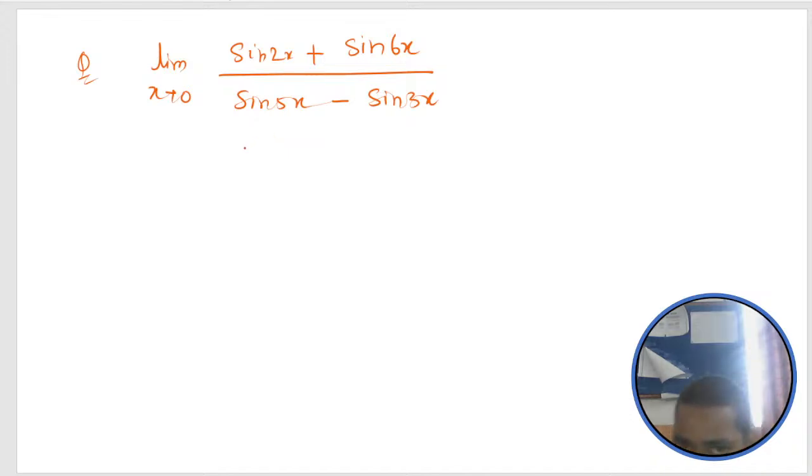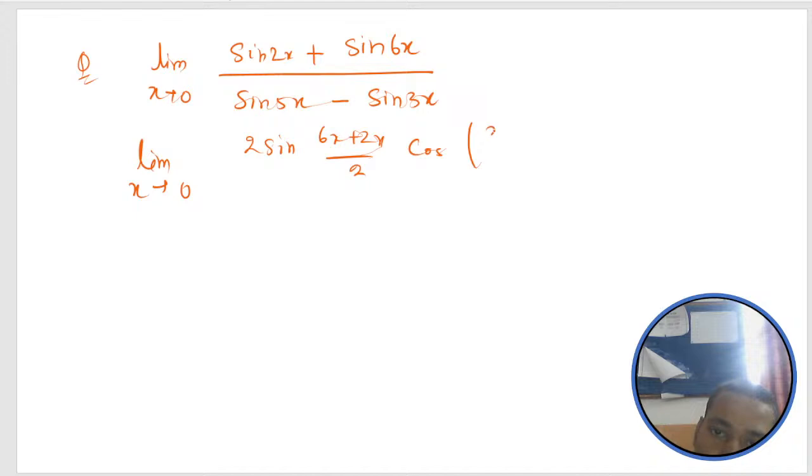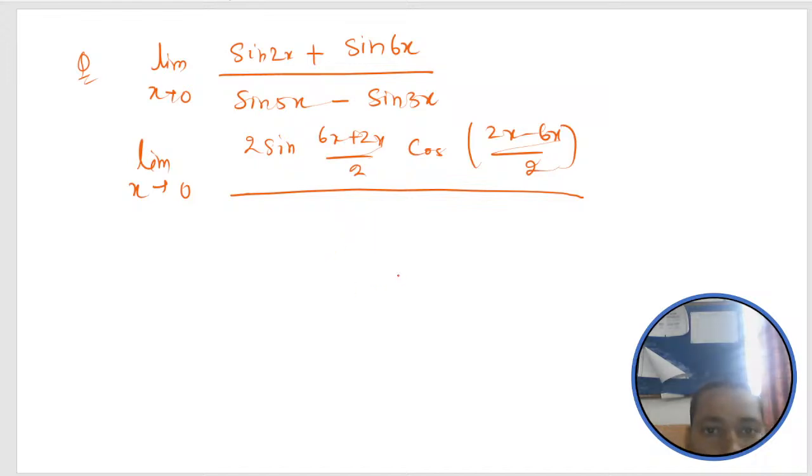The formula of sin C plus sin D is 2 sin((C+D)/2) cos((C−D)/2), and sin C minus sin D is 2 cos((C+D)/2) sin((C−D)/2). Here, the limit as x tends to 0 of sin(6x+2x)/2 times cos(6x−2x)/2, divided by 2 cos((6x+2x)/2) sin((5x−3x)/2).